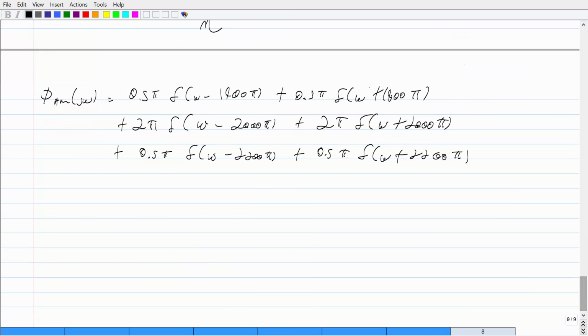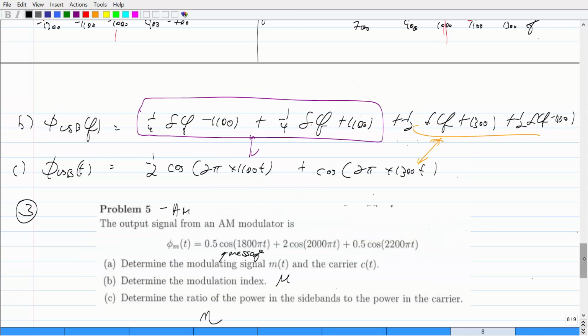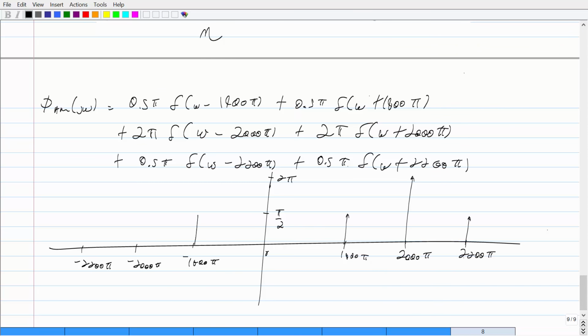Okay, so it may not look obvious now, but let's actually draw what the spectrum looks like. So we see that there's going to be 6 impulses altogether, 3 on each side of the axis. So we're going to have 1800 pi, 2000 pi, 2200 pi. Okay, and there are also copies on the left side in terms of the negative values. So we see that we got pi over 2, and 2 pi is going to be up here. So we have 1 impulse here, and the same thing on this side.